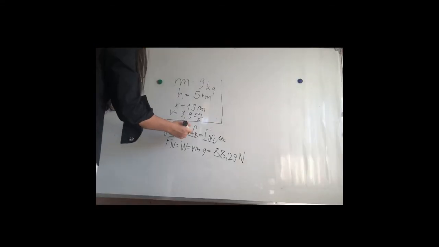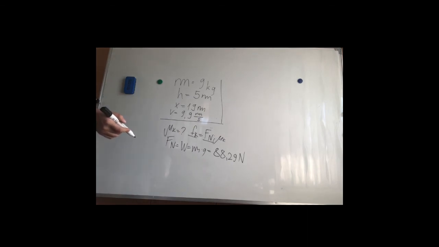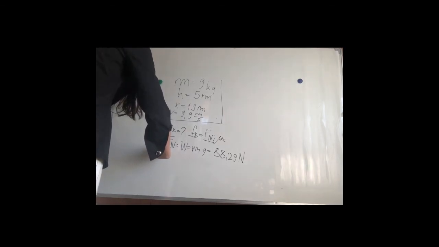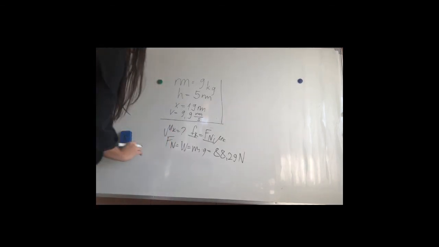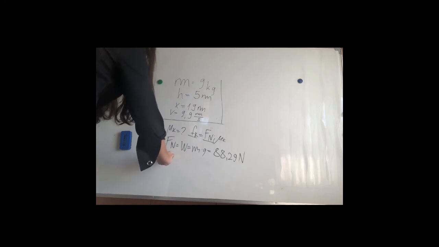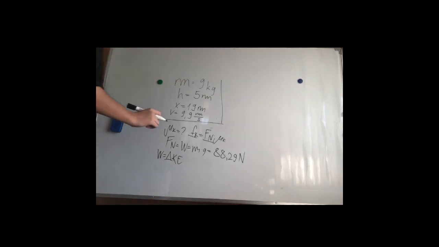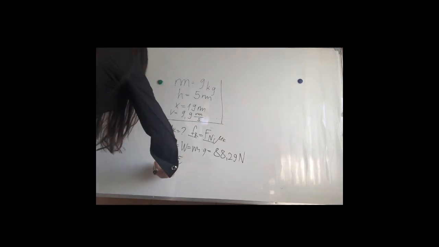Now to calculate our kinetic frictional force, you're going to do that by first finding the work done by friction using the formula delta kinetic energy. So after you find the work done by friction, you're going to find the force of friction using the formula.